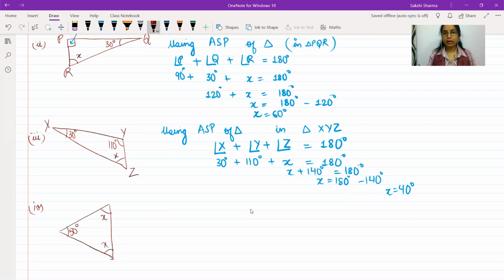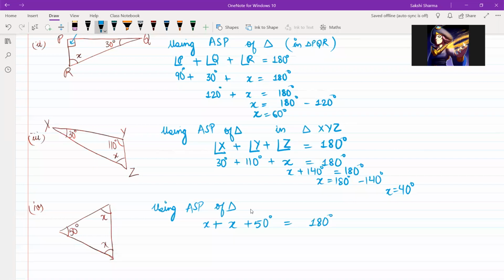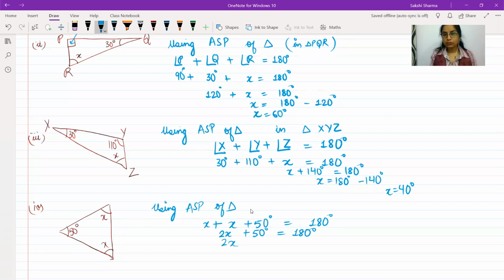Now for the fourth part, if you look, the name of the triangle is not given. So you can simply use the values instead of writing the names first. Using the angle sum property of a triangle, we will have x plus x plus 50 equals 180. x plus x becomes 2x. That's correct. And now you can solve.